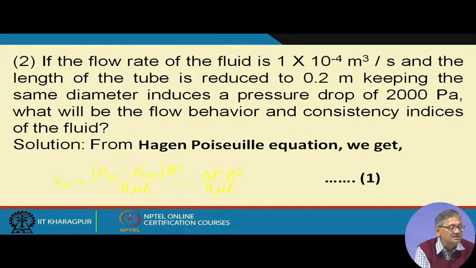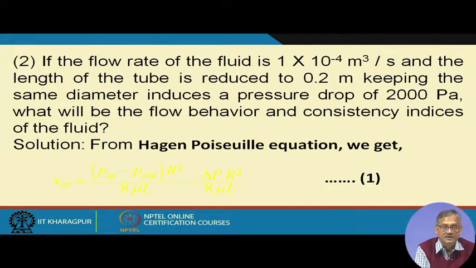This is one. Then, if the flow rate of the fluid is 1 into 10 to the minus 4 meter cube per second and the length of the tube is reduced to 0.2 meter, keeping the same diameter, and it induces a pressure drop of 2000 Pascal, what will be the flow behavior and consistency indices of the fluid, right?